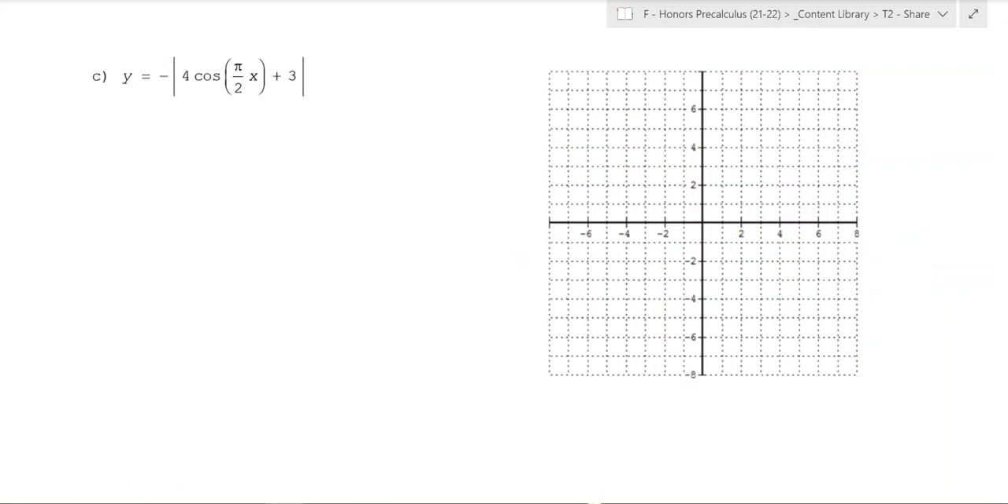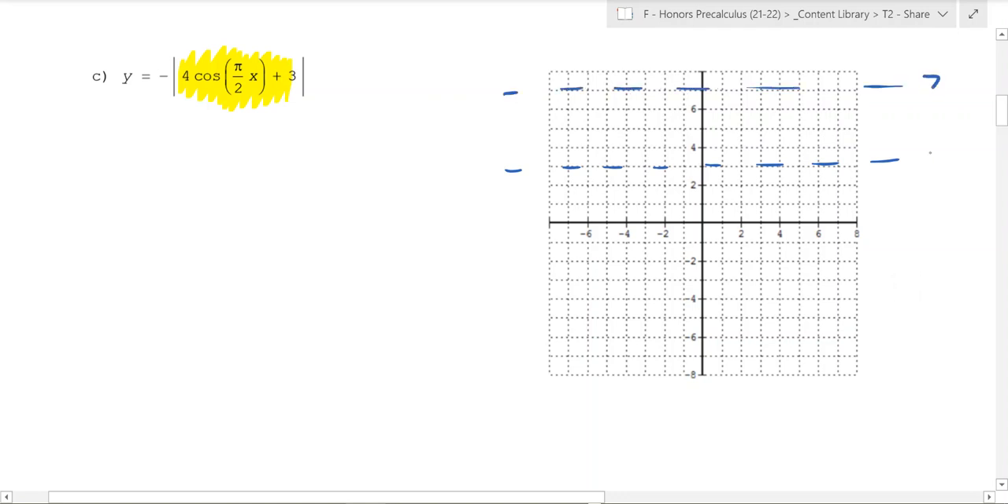So if we were to graph the inner function here, 4 cosine pi over 2x plus 3, the midline is going to be at 3 right here. And then it's going to go all the way up to 7 because it goes up 4. It goes up to 7, there's 3, and it goes down to what, -1, right? Because you got to go down 4, so you're going to go down to -1 here.